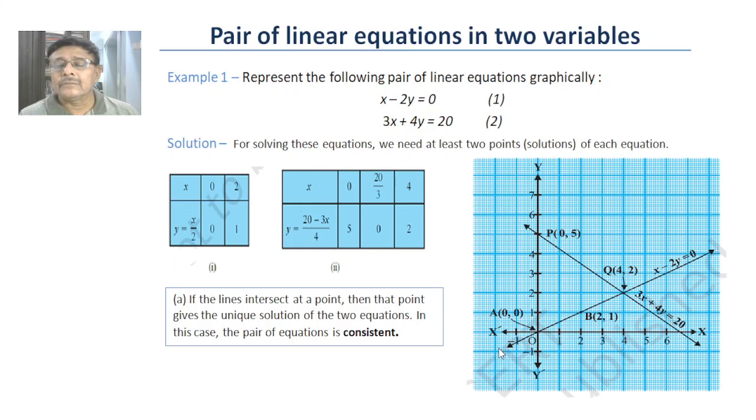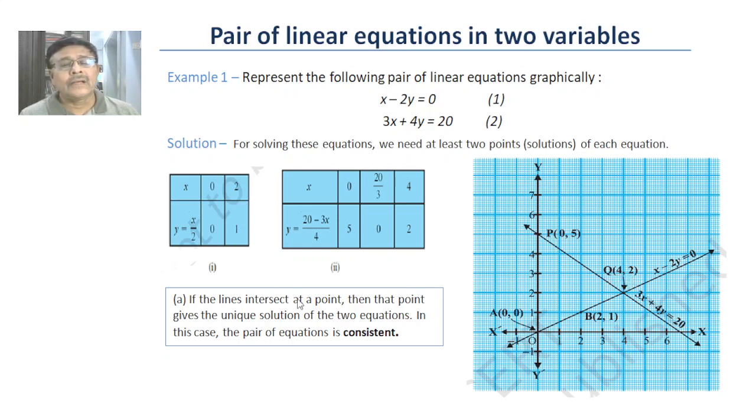Now we can draw a line through these 2 points. And this line represents the equation x minus 2y is equal to 0. Similarly, we find the two solutions of the second equation and we draw the second line. And now we find that these two lines intersect at point Q, whose coordinates are 4 and 2.